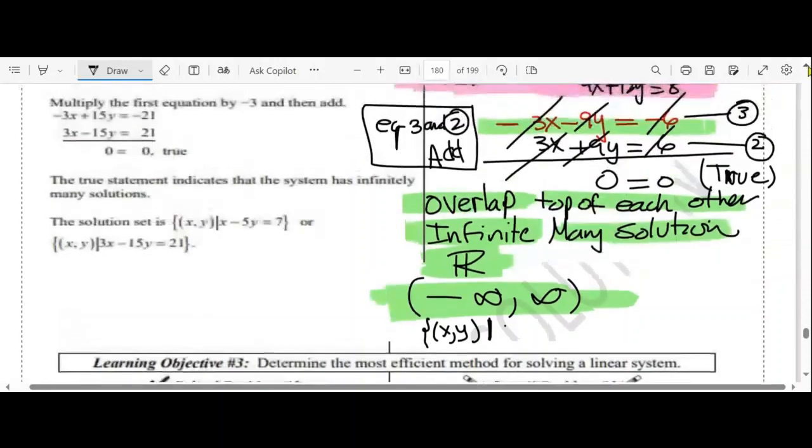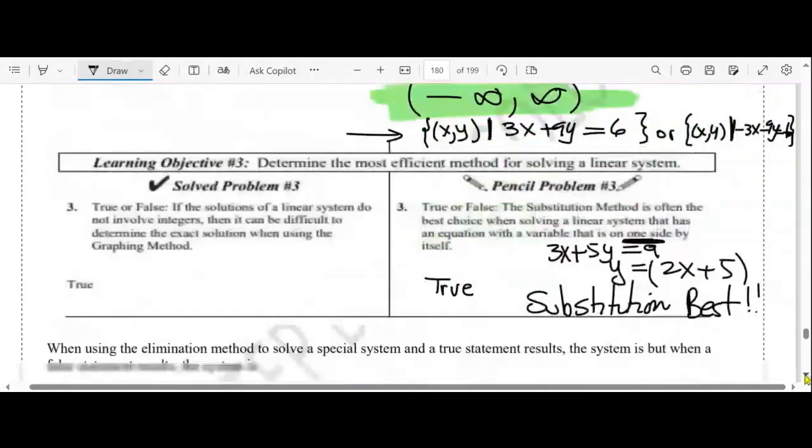What's the second equation? 3x plus 9y equal what? 6. And then you close the brackets. Or you can choose the first equation. It doesn't matter. Both of them are the same. Or you do the second one: all values for y and x such that they meet the condition -3x minus 9y equal -6. Is this clear?